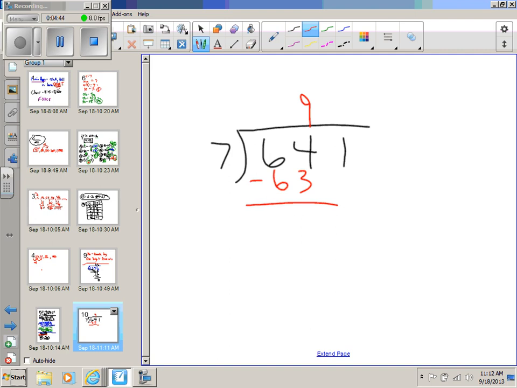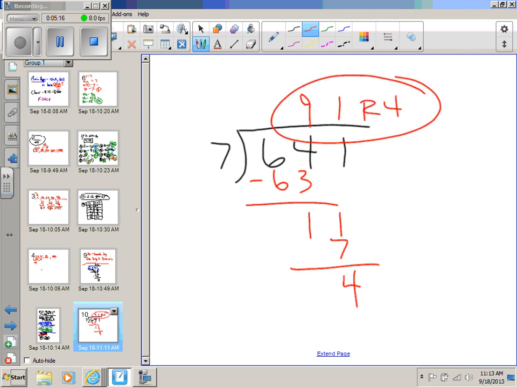64 minus 63 is what, Larissa? 1. And then I drop the other 1 to make it 11. How many times does 7 go into 11? Once. So under the old system, what would my final answer be? Desriana. 91, remainder 4. Any questions on that? Yeah, Larissa.